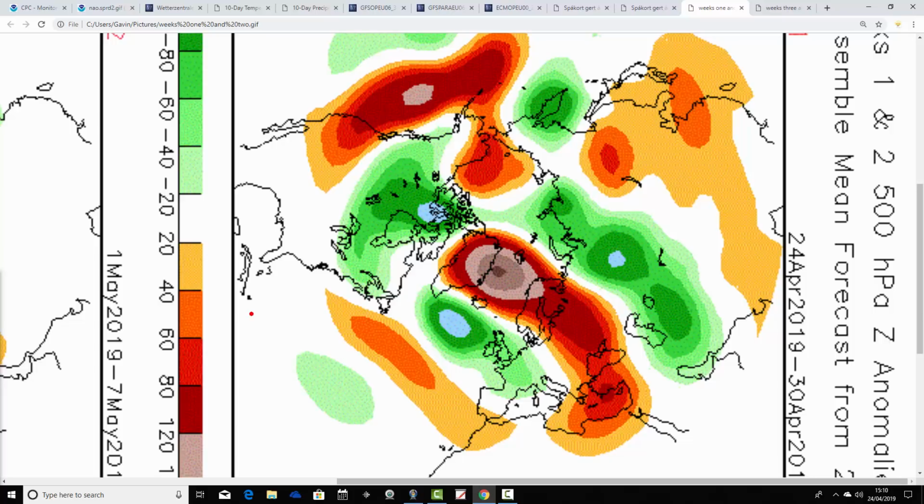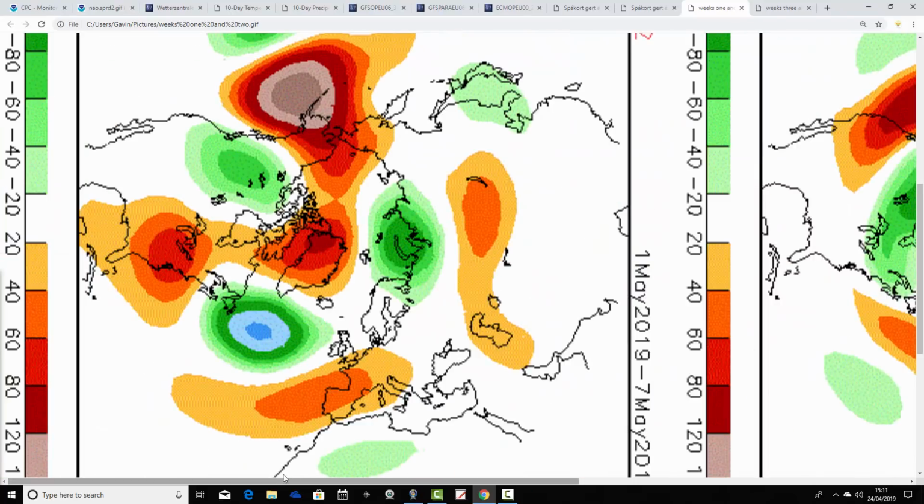Finally, CFSv2, so these are 500 millibar heights broken down into weekly periods. The first week period will take us from the 24th through to the 30th of April. The coming week we'll have below average heights over and to the west of the UK, and a blocking signal up to the north, rather cool, rather unsettled. The flow and the jet is going something like that.